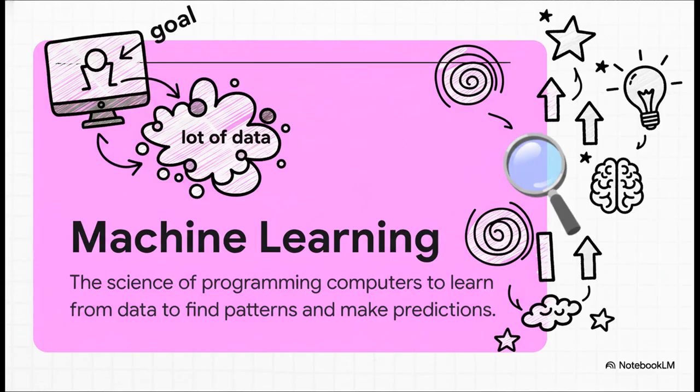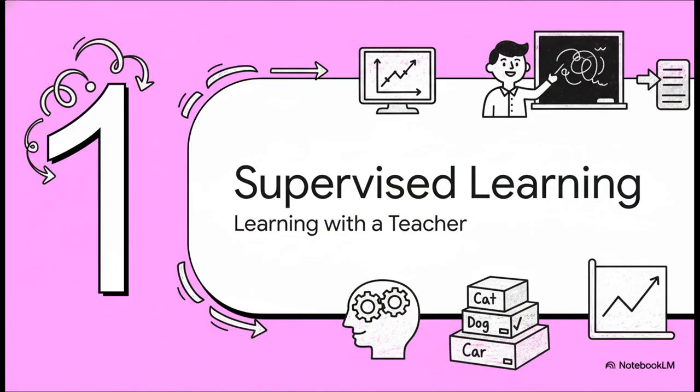Instead of giving a computer a super rigid set of instructions, we give it a goal, and then we give it a whole lot of data. The computer then teaches itself to find the patterns and make predictions based on all those examples. It's learning from experience, pretty much just like we do. So, how does this learning actually happen? Well, there are a few main ways. Let's start with the first and most common one, which is called supervised learning.